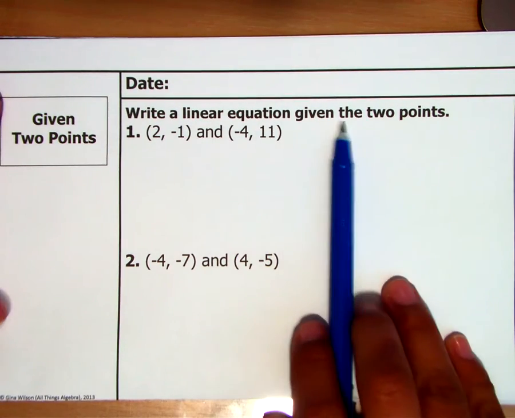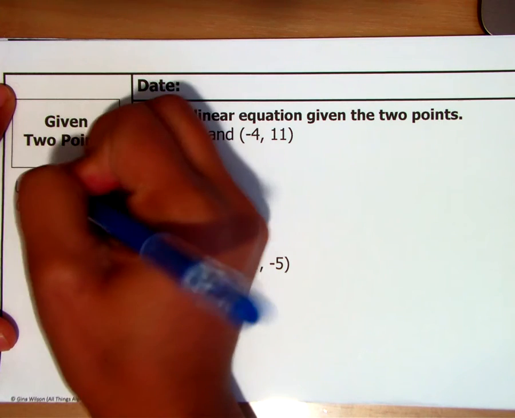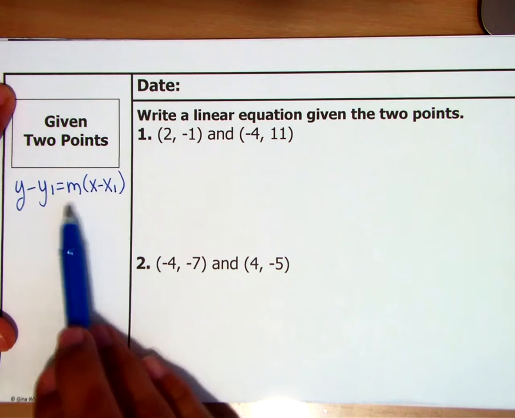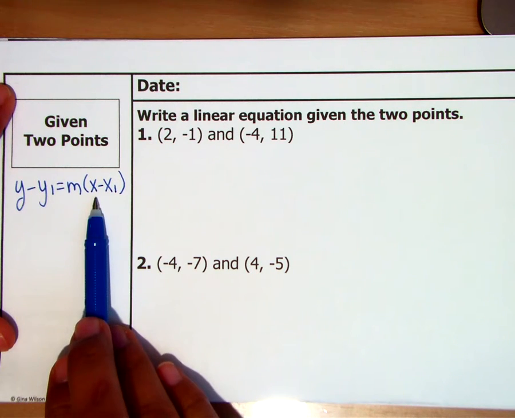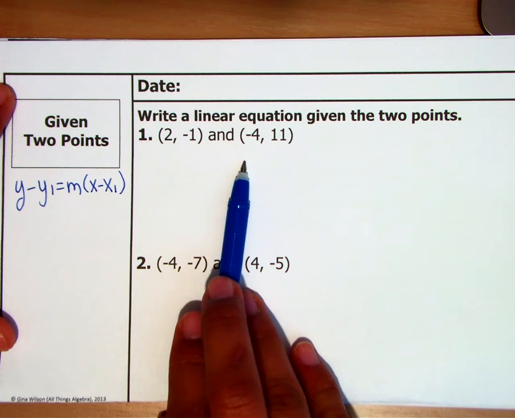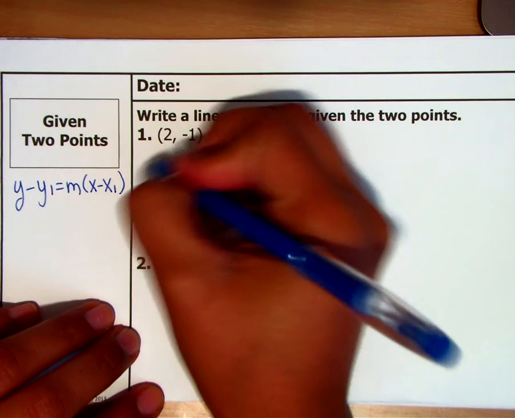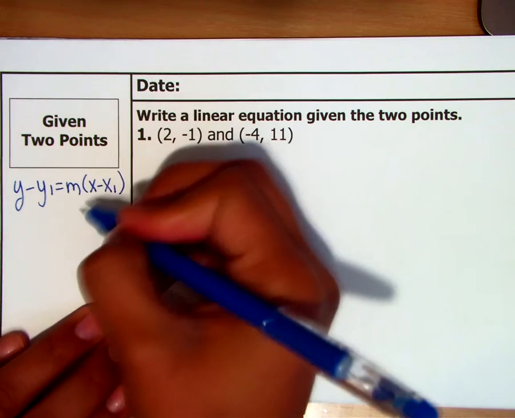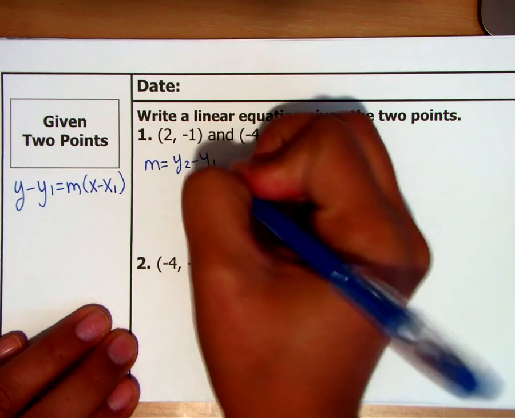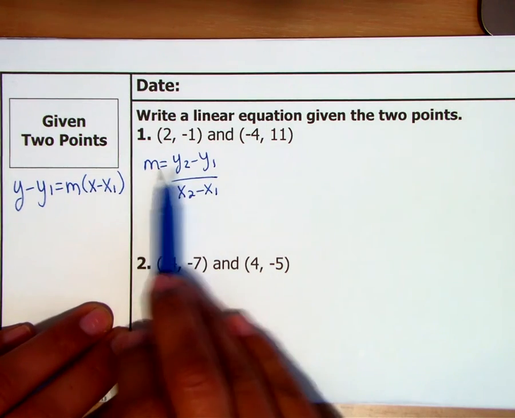Write a linear equation given 2 points. Again, we will be using the same formula, y minus y1 equals m, parentheses x minus x1. For the point-slope formula, you need 1 point and you need the slope. Well, we have 2 points, but we don't have the slope. But we can find the slope using the formula of the slope we've used before. M equals y2 minus y1 divided by x2 minus x1. Okay, so we can find the slope with the 2 points.